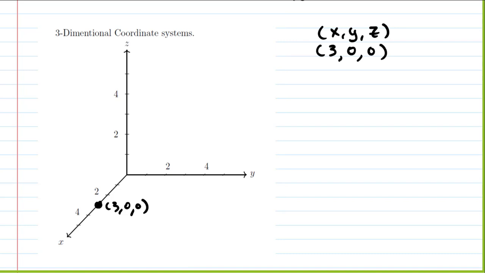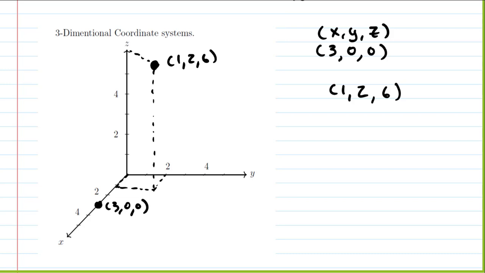All right, let's try another one. What if I had the point 1, 2, and 6? Well, that would tell me I would go 1 unit out this direction, and then I would have to go 2 units in the y direction, so out here, and then I'm going to have to go up 6 units to my point here. So then I would have the point 1, 2, 6 would be floating up here in the plane.